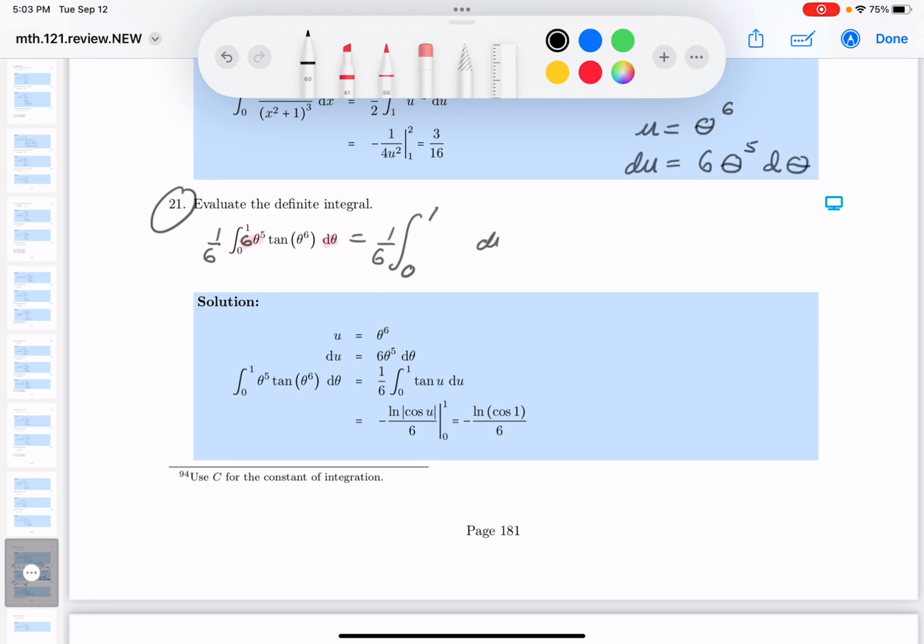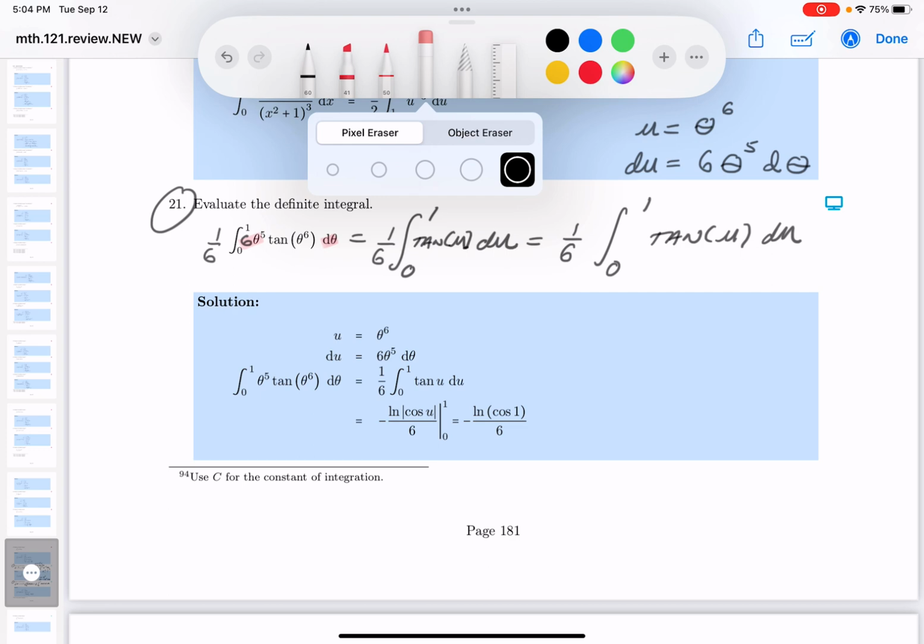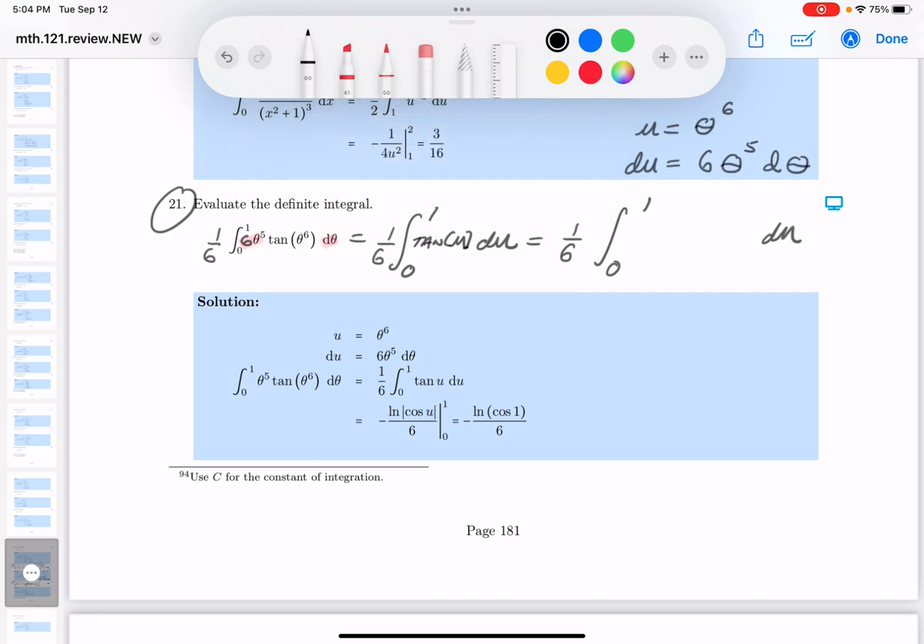Du. And then I have the tangent of theta to the 6, and theta to the 6 is just u. All right, I'm going to rewrite it a little differently. 1/6, 0 to 1, tangent of u du. All right, now looking at the tangent, I'm going to write that as a ratio. So let me get my eraser out, and I'm going to write that as sine u over cosine u.